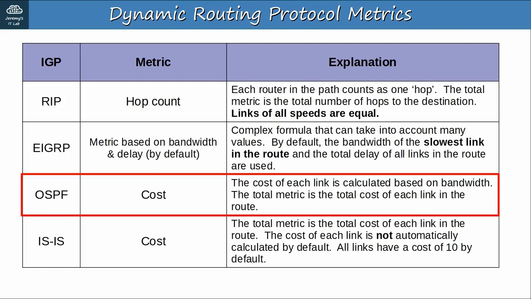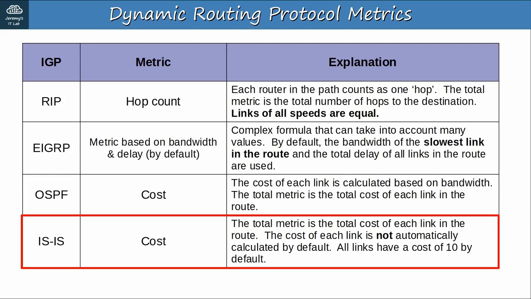Next up is OSPF. Its metric is called cost. The cost of each link is calculated based on the bandwidth, and the total cost of the links in the route makes up the metric of the route. This is a very simple way of calculating metric, but also clearly better than RIP's, which doesn't take into account link speed.